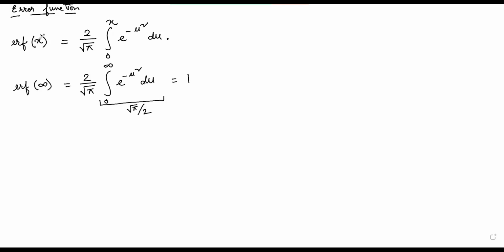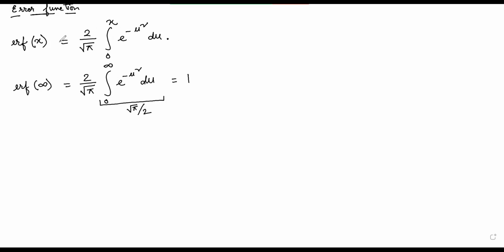I'll share the notes with you. One interesting property is that the error function is an odd function. That is, if you replace x by minus x, then the function picks up a negative sign. And how do we calculate the value of this integration? We can calculate it by using numerical methods.